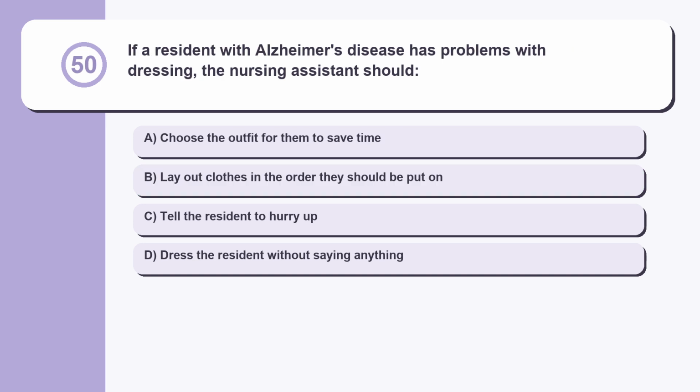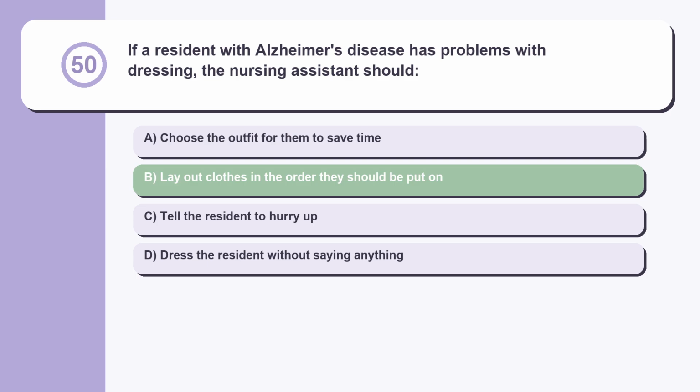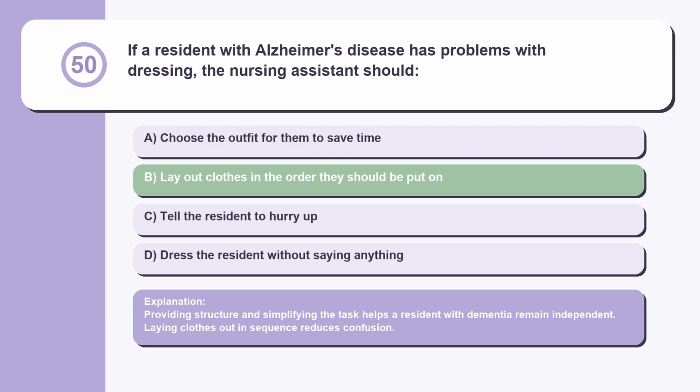Question 50. If a resident with Alzheimer's disease has problems with dressing, the nursing assistant should choose the outfit for them to save time. Lay out clothes in the order they should be put on. Tell the resident to hurry up. Dress the resident without saying anything. Providing structure and simplifying the task helps a resident with dementia remain independent. Laying clothes out in sequence reduces confusion.